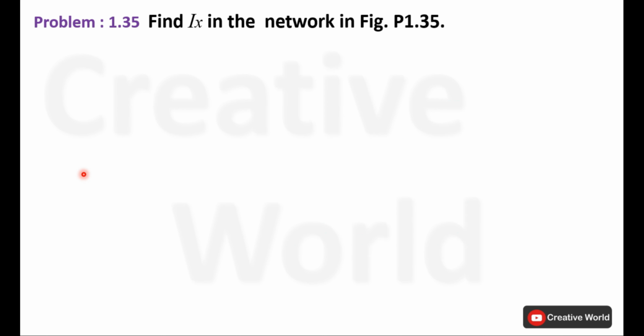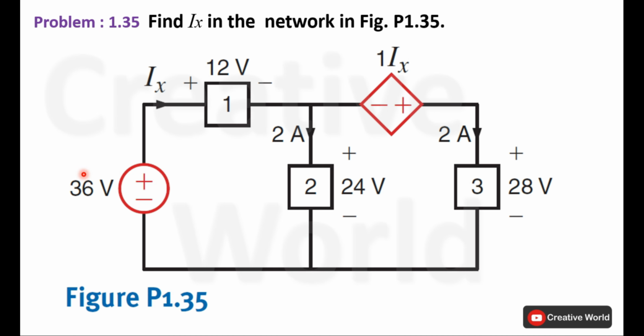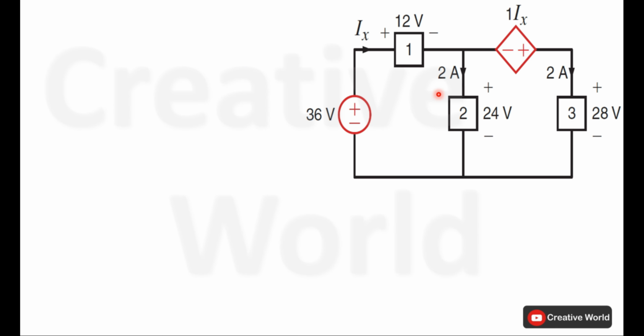First, read the scenario. Find Ix in the network in figure 1.35. This is the figure and we have to calculate the value of Ix. So without wasting time, let's proceed towards the solution. Figure 1.35 is redrawn here, and in this figure we have to calculate the value of Ix. In this network only two parameters are given, voltage and current. So if we use Tellegen's theorem, it will be easy to calculate the value of Ix.